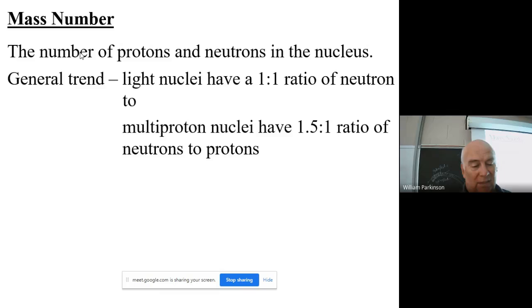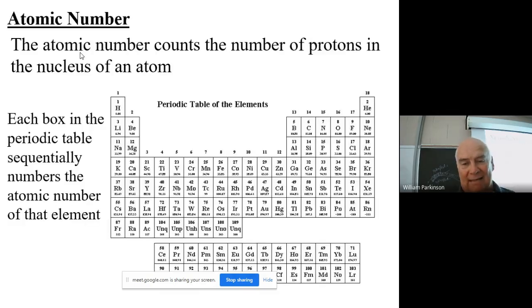Now, what are the light nuclei? If I look in my table, I'd say the first 3 rows going across to element number 36. I guess that's 4 rows. Element number 36 is krypton in the table. That's what we would call the lighter elements, the first half of the table, essentially. And for every proton in the nucleus, there's a neutron in the nucleus.